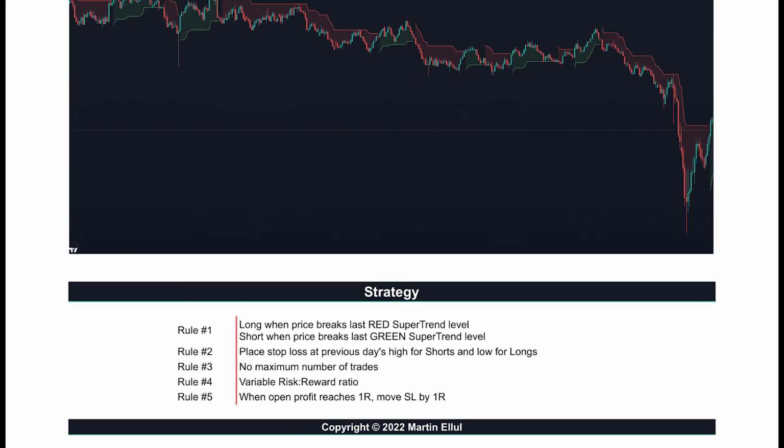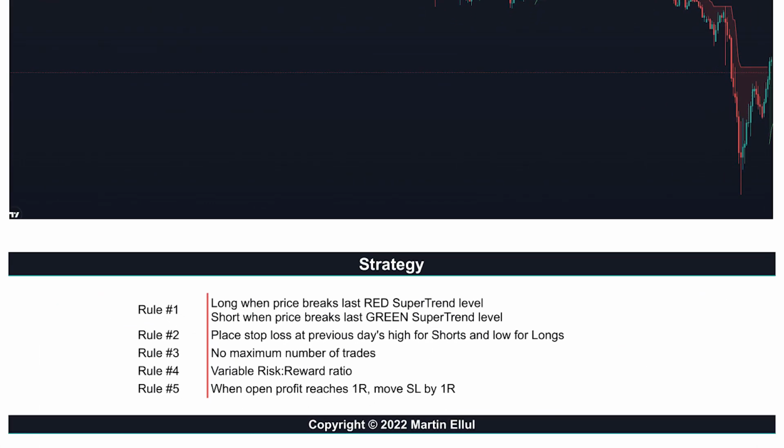So here's the strategy. We go long when the price breaks the last red SuperTrend level, and we go short when the price breaks the last green SuperTrend level. We place the stop loss at the previous day's open. We don't have a maximum number of trades that we can have open at any given time. We are going to have a variable risk to reward ratio with a trailing stop loss, which leads to the final rule: when the open profit reaches 1R, we move the stop loss by 1R.